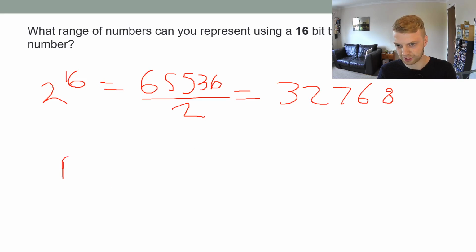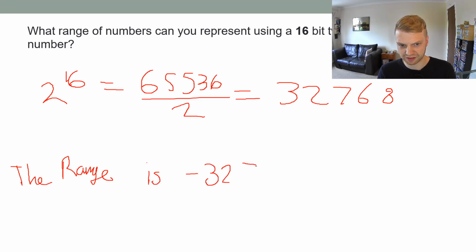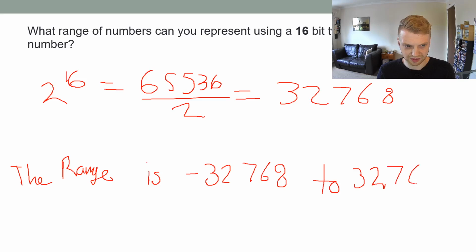And then you would just have to write something. I can't remember if you had to write full sentences. You might have to write the range is minus 32,768 to, and remember you subtract 1 from the positive side. So 32,767. And that's it.